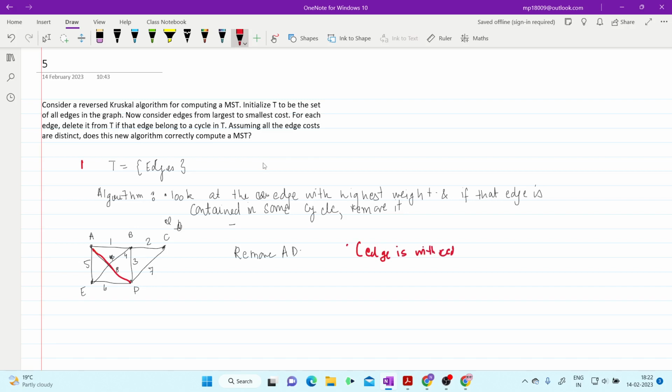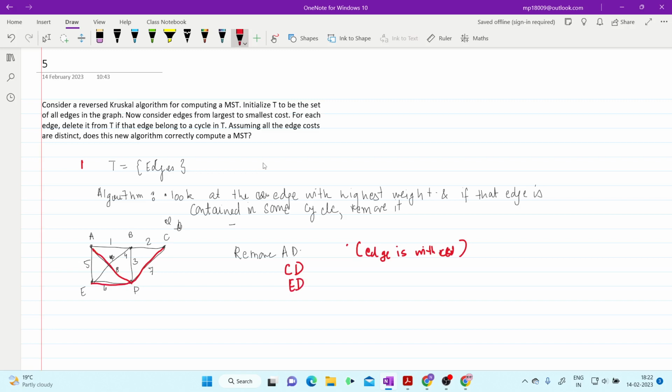Now what is next? CD. CD is the highest weight and it is also contained in some cycle. So the next step is to remove CD. After CD, ED. Is ED contained in a cycle? EBD. Yes. You have to make sure that you are not counting the edges which are already removed in the cycle. So EBD is right. Next is remove ED.